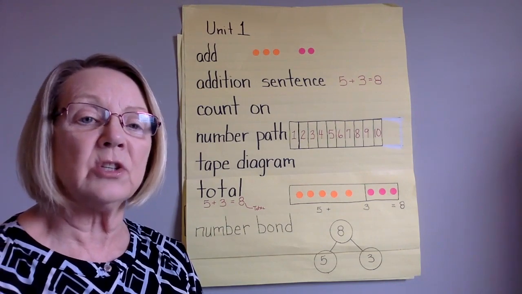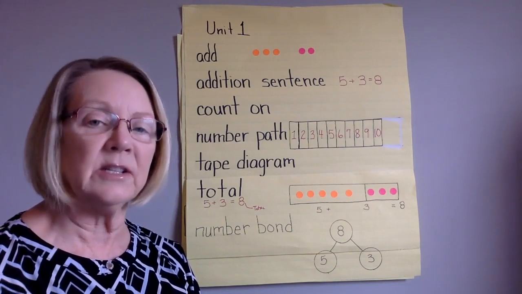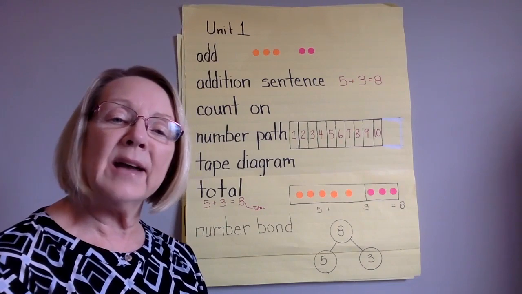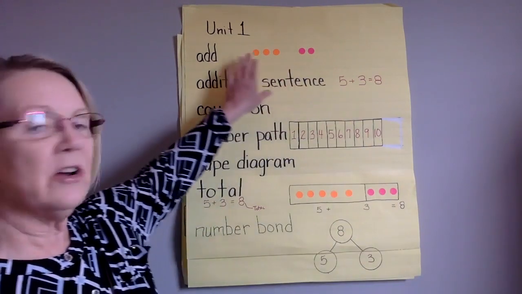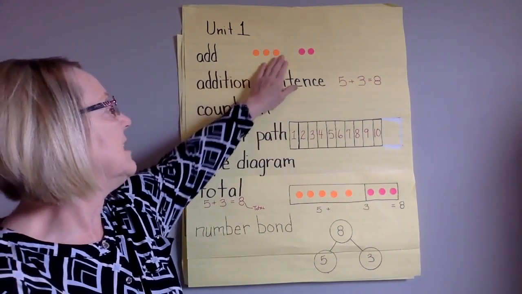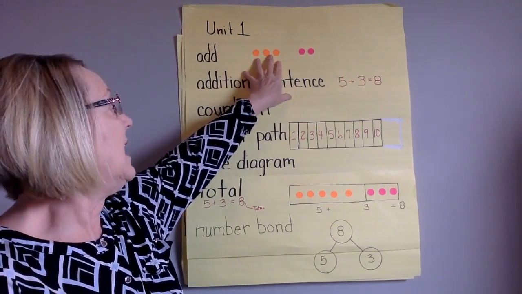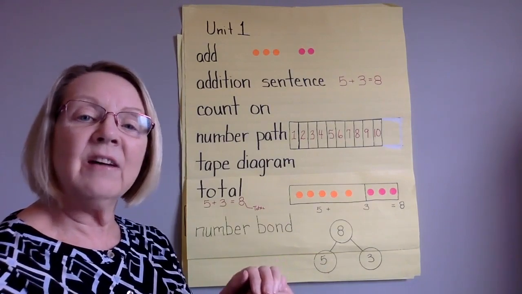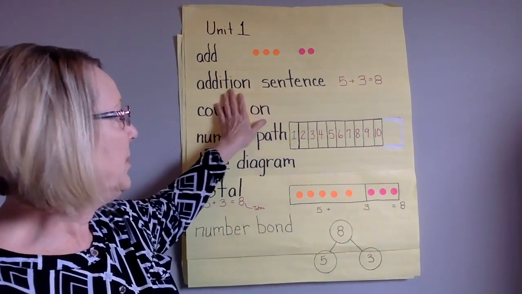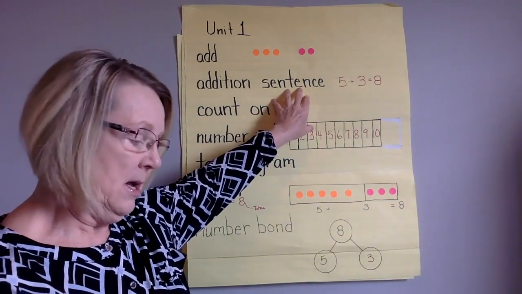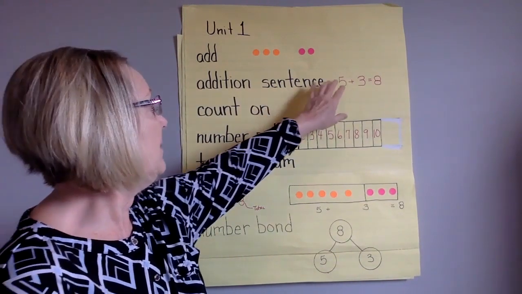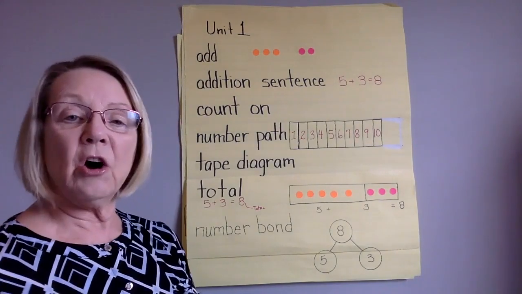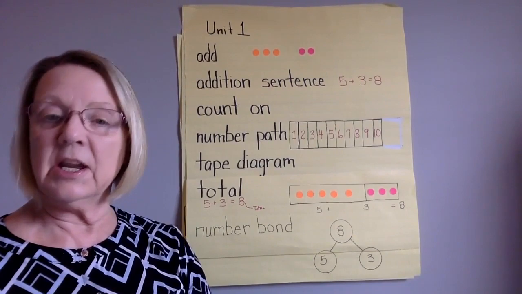So today we're going to start by talking a little bit about addition, and I know you guys know about addition. Adding is putting two things together, and if we look at our chart, you see that I have 3 dots and 2 dots, and when I put them together, I have 5 dots. And if I put them in a sentence form, then I am saying 5 plus 3 equals 8. All right, and then we learn how to count on.